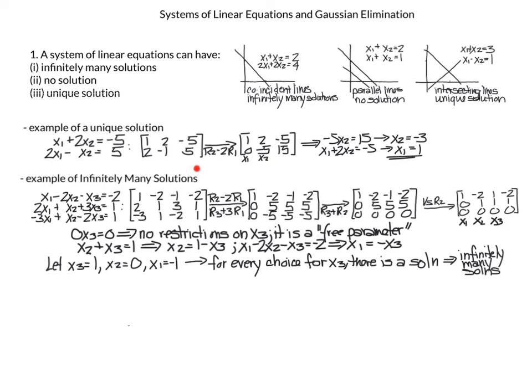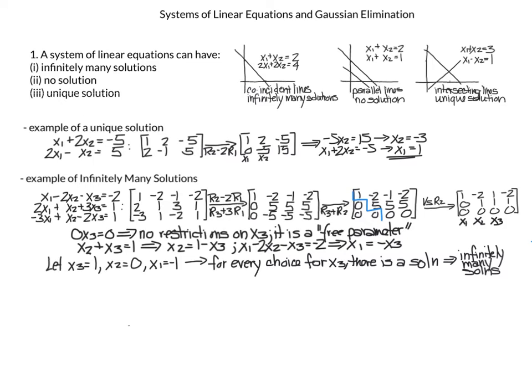Next, we have an example of infinitely many solutions. So the first equation is x1 minus x2 minus x3 equals -2. The second equation is 2x1 plus x2 plus 3x3 equals 1. And the last equation is minus 3x1 plus x2 minus 2x3 equals 1. So our augmented matrix is 1, negative 2, 1, negative 2, 2, 1, 3, 1, negative 3, 1, negative 2, 1. And you can see I do my row operations until I get this triangular form.